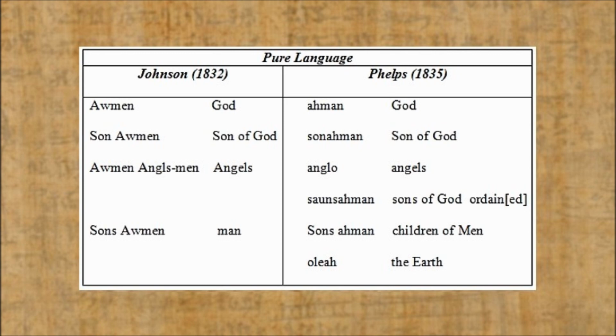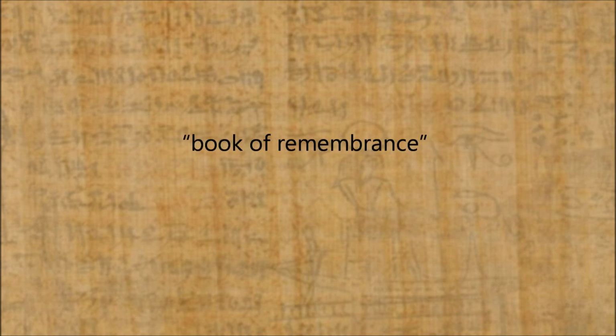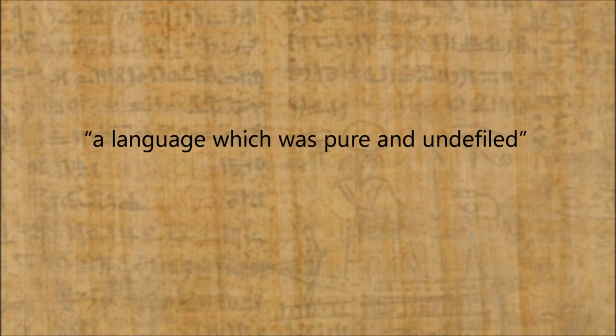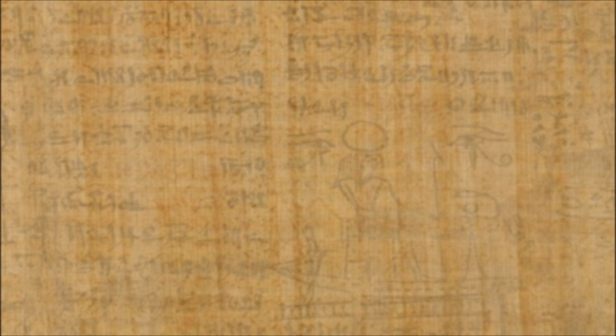Smith's interest in the pure language was expressed as early as December 1830, when, while revising the text of Genesis, he inserted passages that mention a book of remembrance, written in a language which was pure and undefiled, that was kept among Adam's posterity, and later referred to by Enoch.